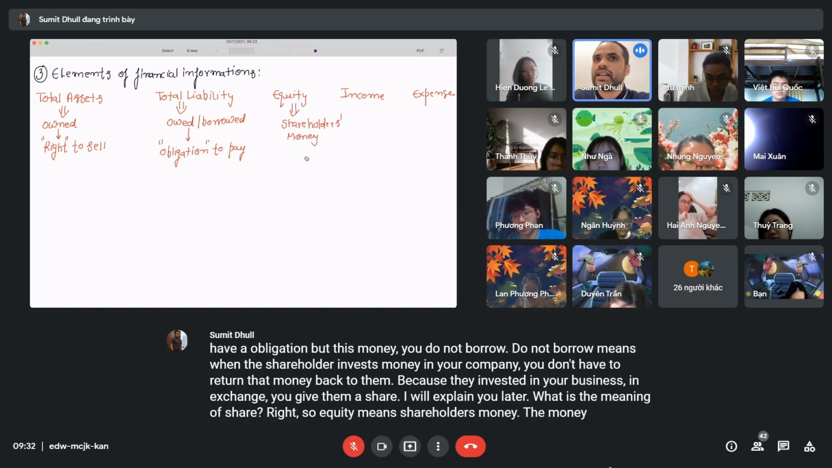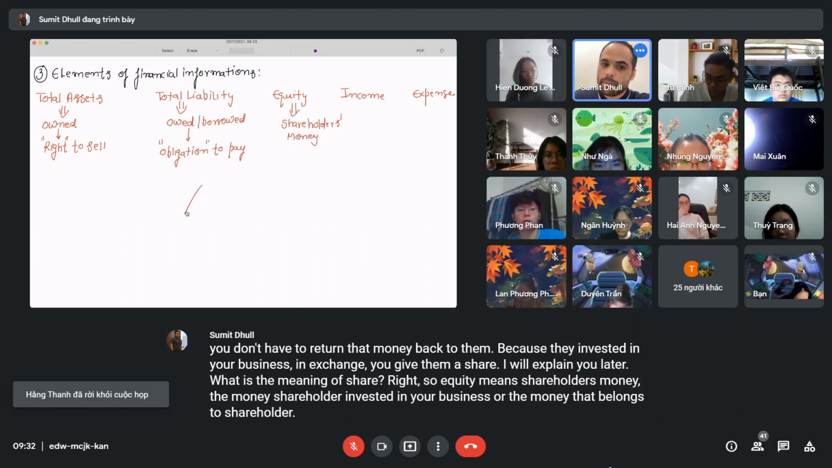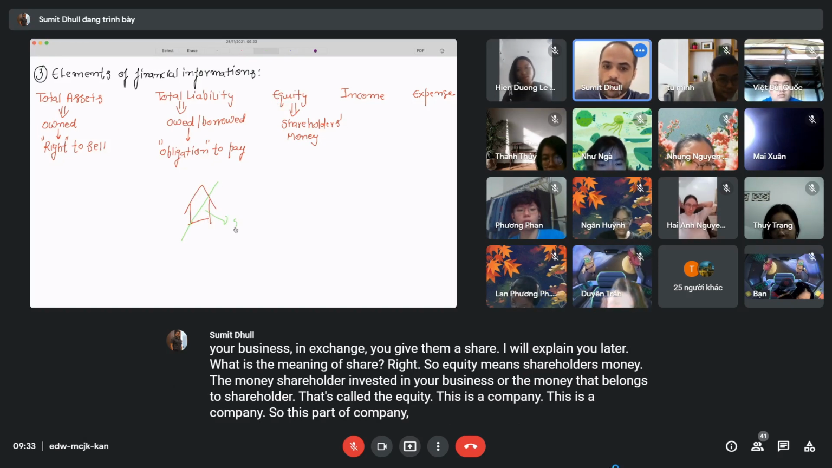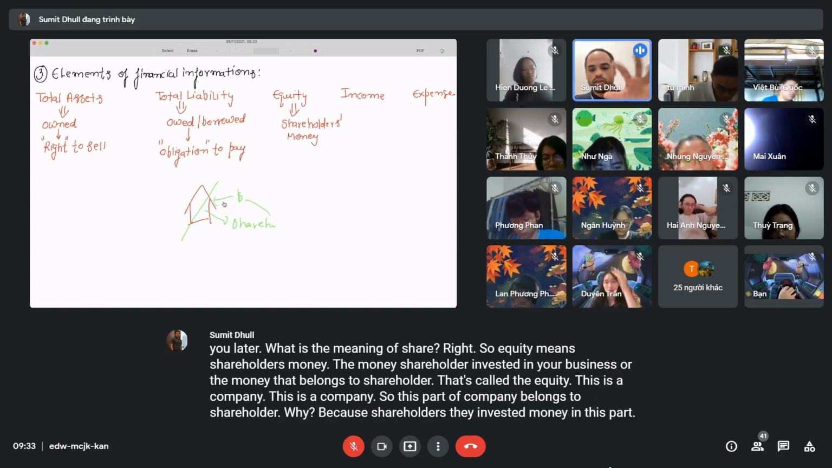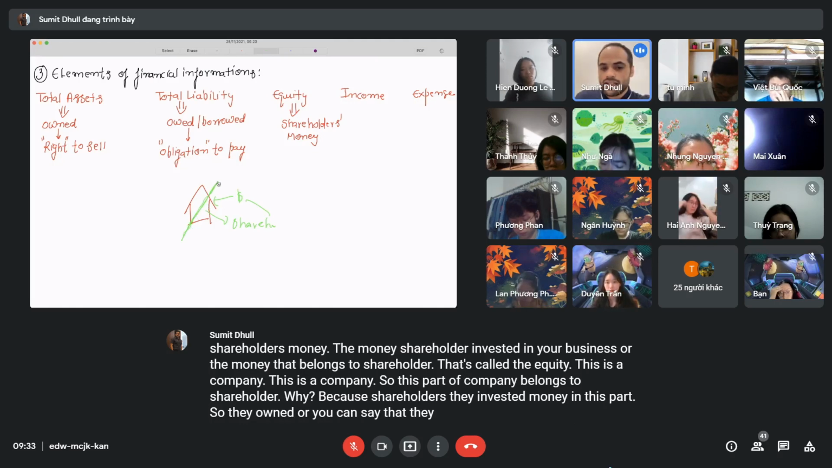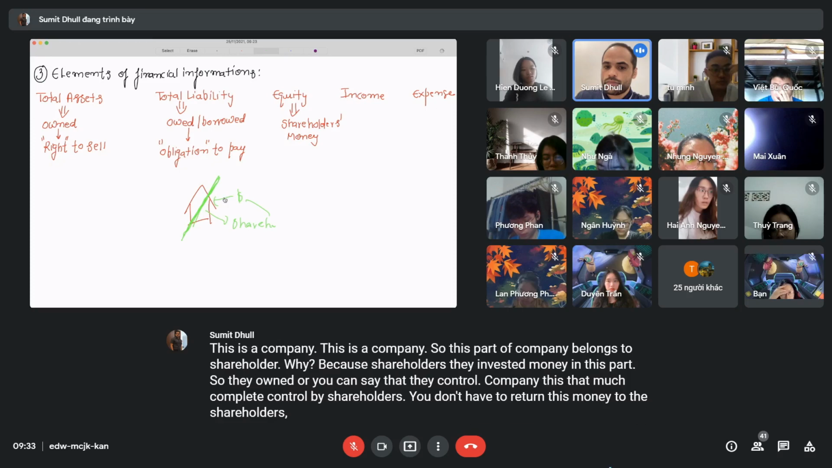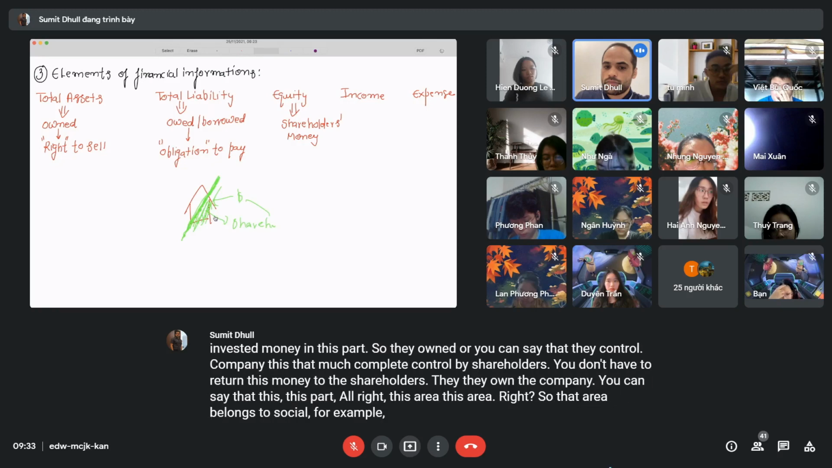The money shareholders invested in your business, or the money that belongs to shareholders, is called equity. This is a company. This part of the company belongs to shareholders. Why? Because shareholders invested money in this part. So they own, or you can say they control, that much of the company. You don't have to return this money to the shareholders. They own the company. So this area belongs to shareholders. This is just an example. Later I will explain in more detail how things happen. Now I'm explaining a very simple idea of equity.